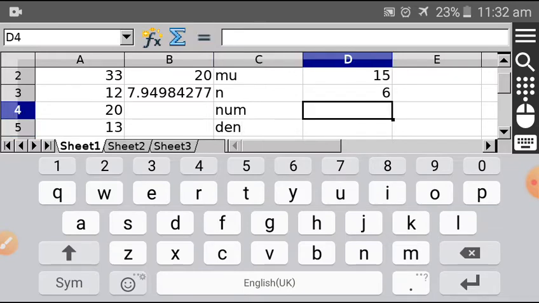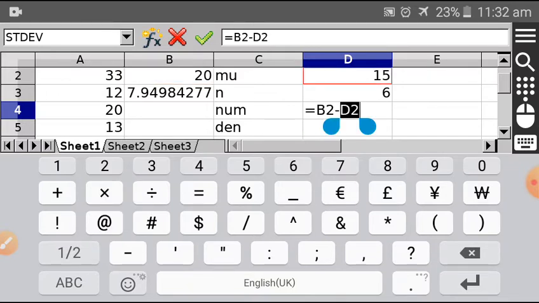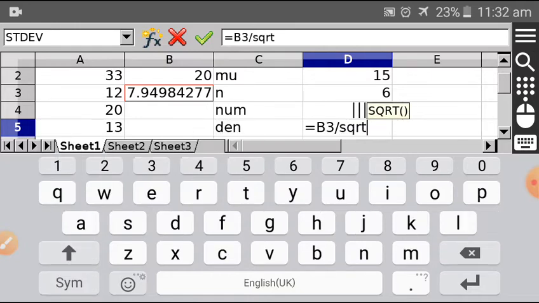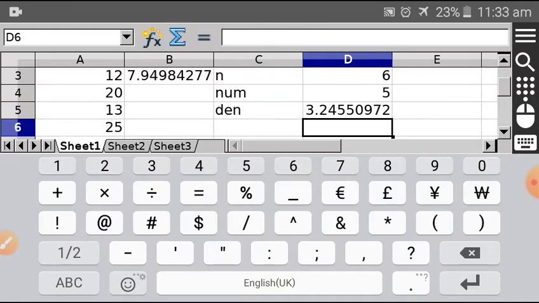Let me first calculate the numerator and the denominator, and then I will use the values to calculate t. So in the numerator we have x bar minus mu, so we have to write is equal to x bar, which we have calculated as 20, correct? 20 minus mu is 15. If I press enter, we will get the numerator part. Similarly in the denominator part is equal to s divided by under root of n. So the s value we have calculated is this, and we have to divide it by the square root. sqrt is for the square root, it's an inbuilt function, bracket, n is our 6. Close the bracket, press enter. So it's coming as the denominator.